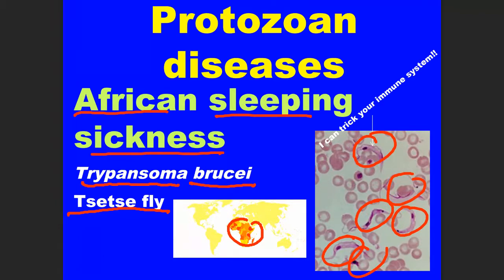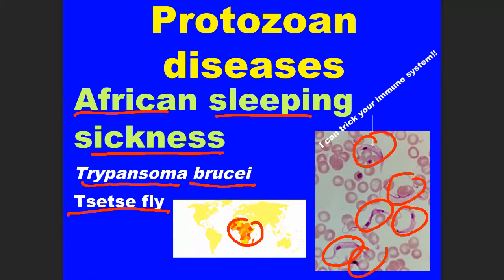Now, you might remember from your Anatomy and Physiology 1 lecture that there's a part of the brain called the reticular activating center. And it controls a lot of different things, but one of the things that it also controls is your overall consciousness and awareness. And what this protozoan will start to do, it'll start to damage that part of the brain.